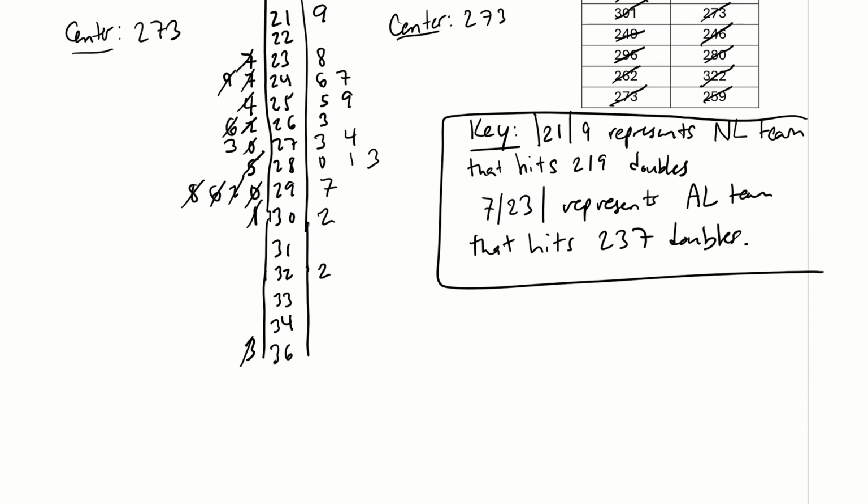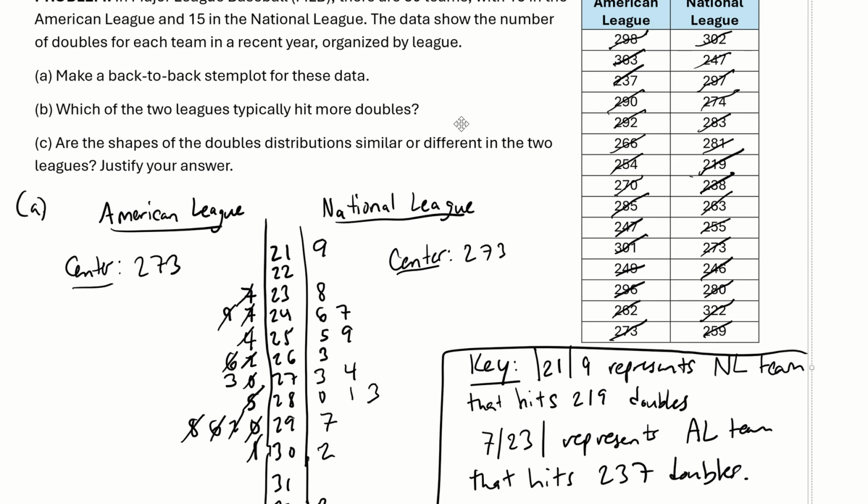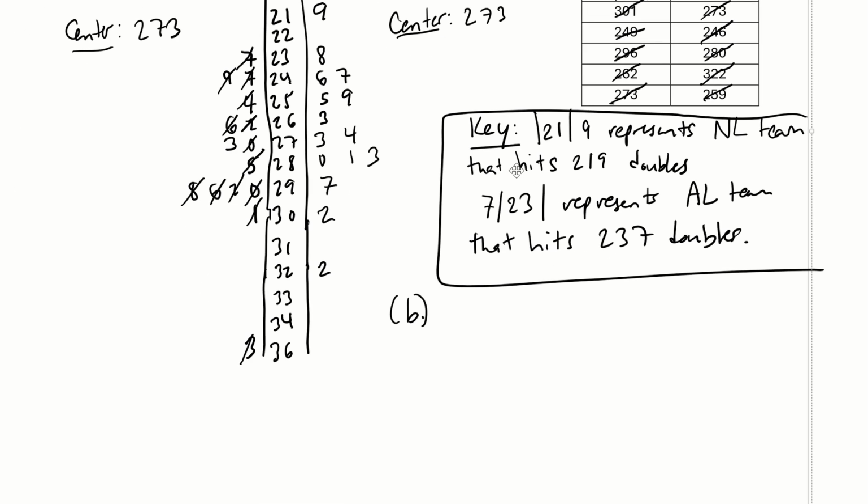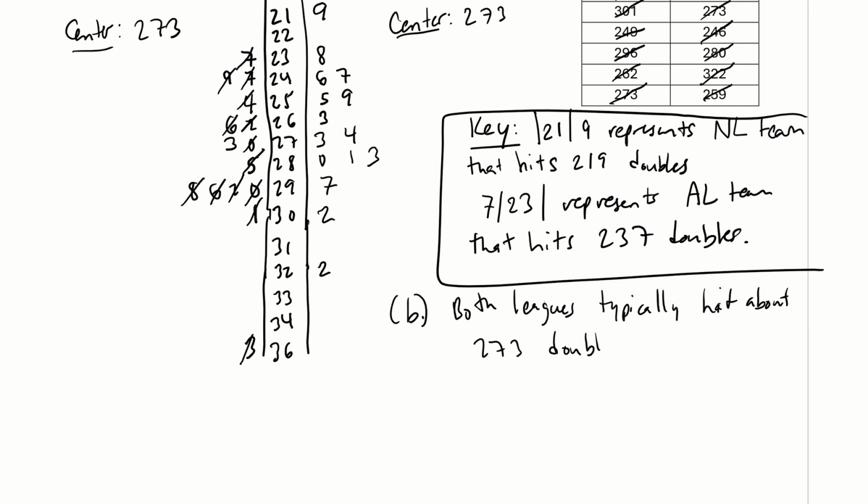So for part B, we're gonna say that there is no one that's greater. Which of the two leagues typically hit more doubles? Both leagues typically hit about 273 doubles. So here they're both technically the same. If you look at the data, same center, even though, you know, the data looks different.